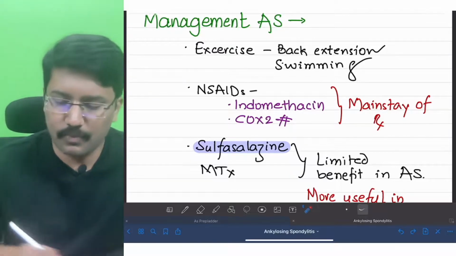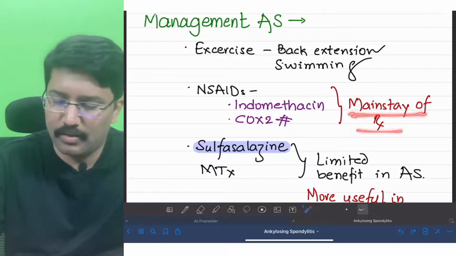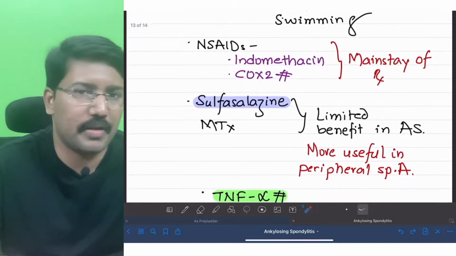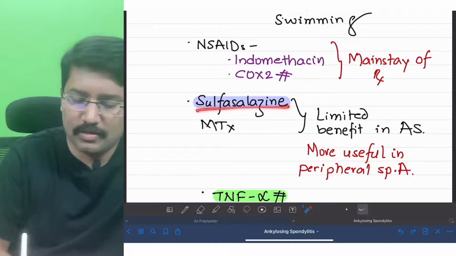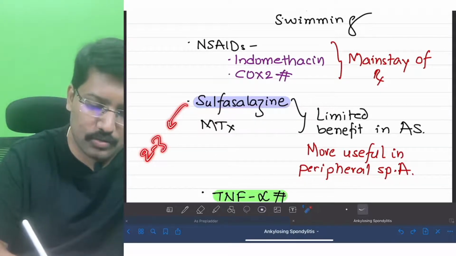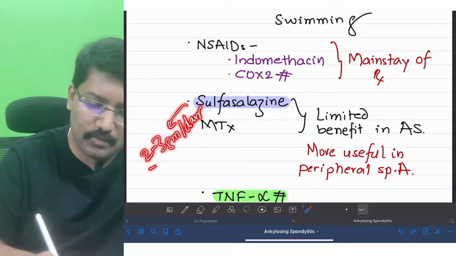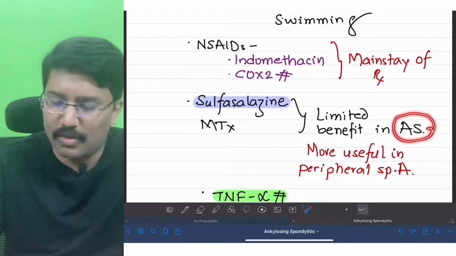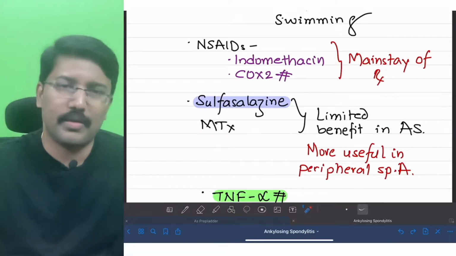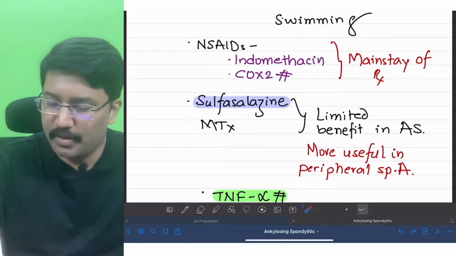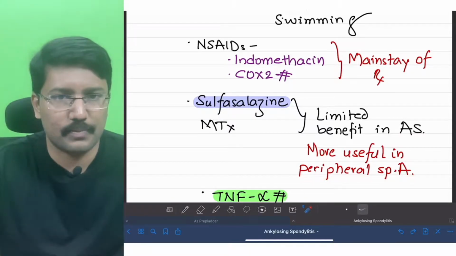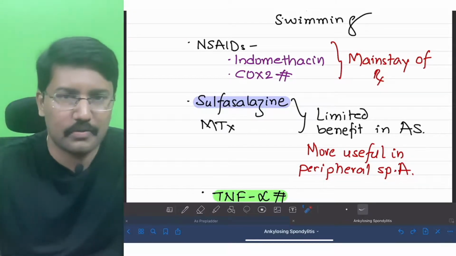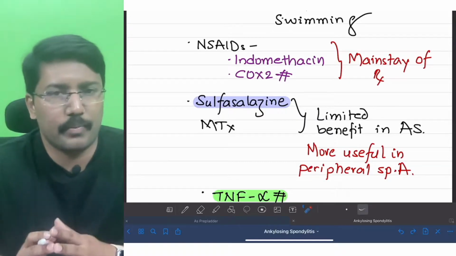Okay, if that is not helping, or if patients are not achieving good disease control, then you can think of the disease modifying agents. The commonly used disease modifying agent is sulfasalazine, which is used in a dose of 2 to 3 grams per day. But unfortunately, it has limited benefit in ankylosing spondylitis. It has more utility when we talk about peripheral spondyloarthritis like psoriatic arthritis or reactive arthritis. There it is more helpful, but nonetheless, if NSAIDs are not adequate, maybe we can add it to get the added benefit.